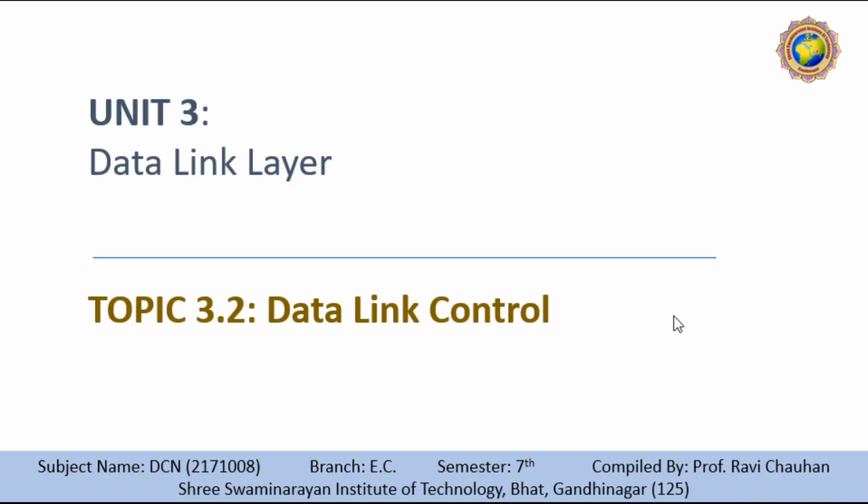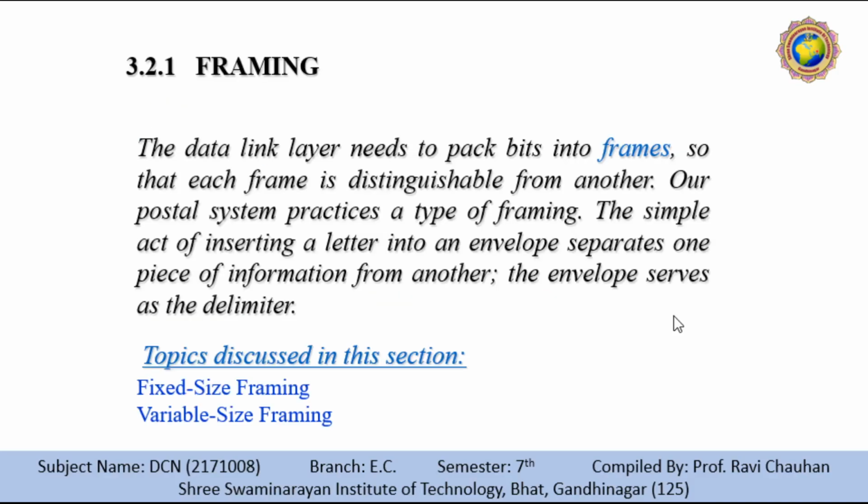So let's start with the first point: framing. The data link layer, at the physical level, means moving bits in the form of signals from the source to the destination. The physical layer provides bit synchronization to ensure that the sender and the receiver use the same bit duration and timing.